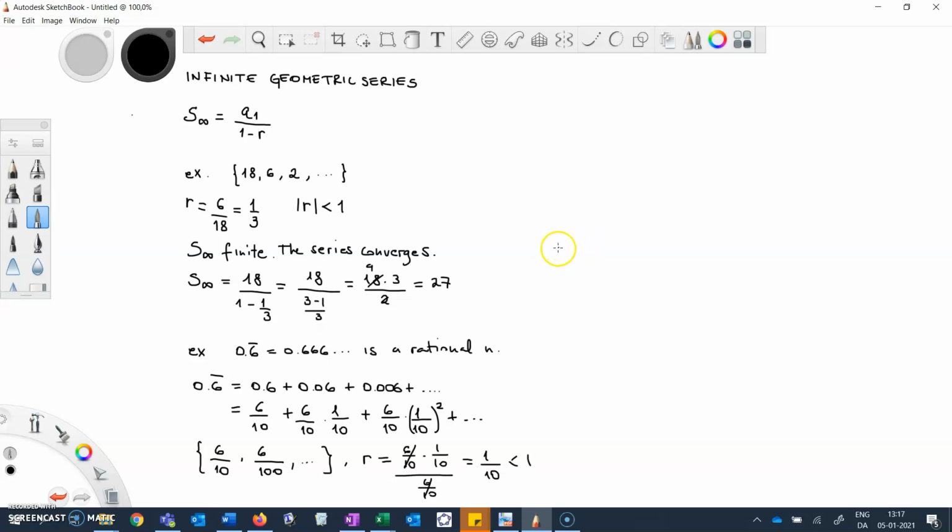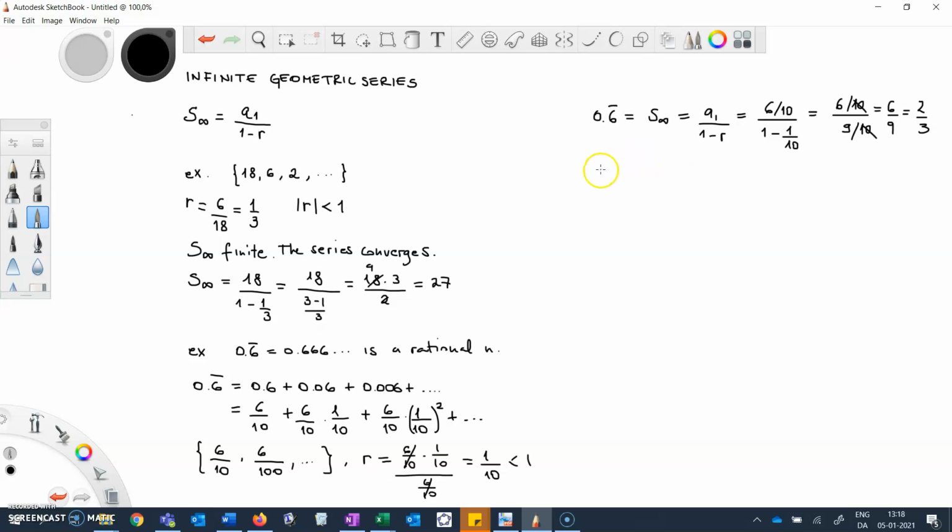And therefore I can actually calculate 0.6 bar, which is the value of the infinite geometrical series, as A1 divided by 1 minus R. But the first element of the sequence is actually 6 divided by 10, divided by 1 minus R. R is actually 1/10. This gives me 9/10 in the denominator. And therefore I can cancel out the 10. It's appearing both in the numerator and in the denominator. So it gives me 6 divided by 9. And it's actually telling me that this is, if I simplify, 2/3.